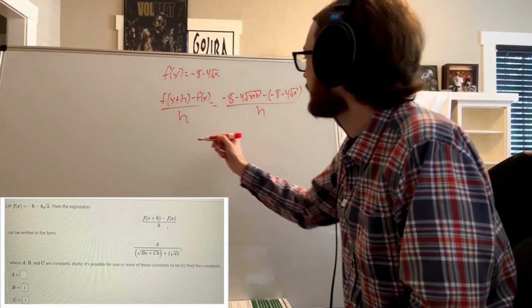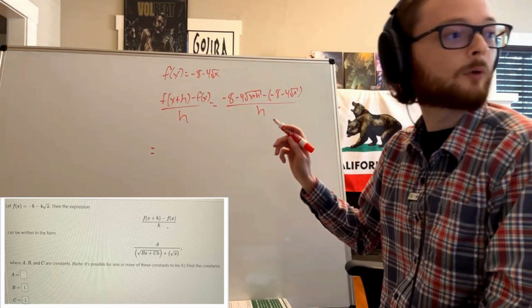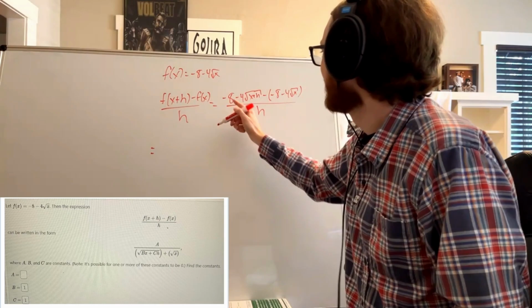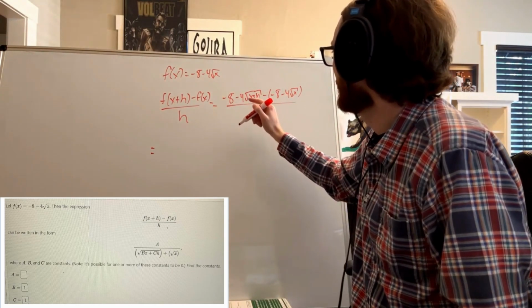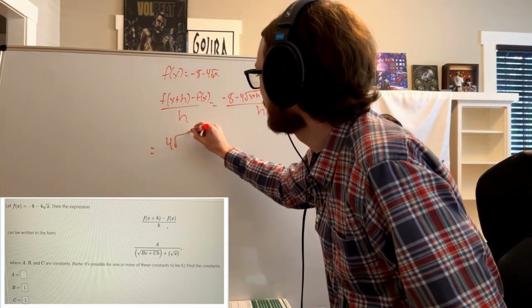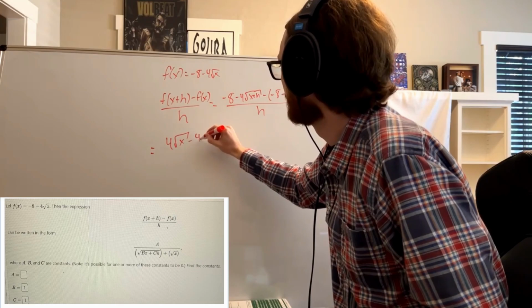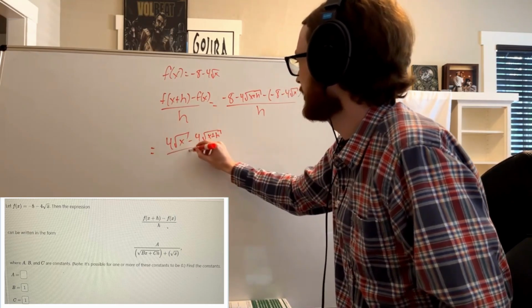Let's combine some like terms. Okay, I'm not covering up my work yet. -8 minus -8 is 0. Minus -4 root x is plus 4 root x. Minus 4 root x plus h over h.